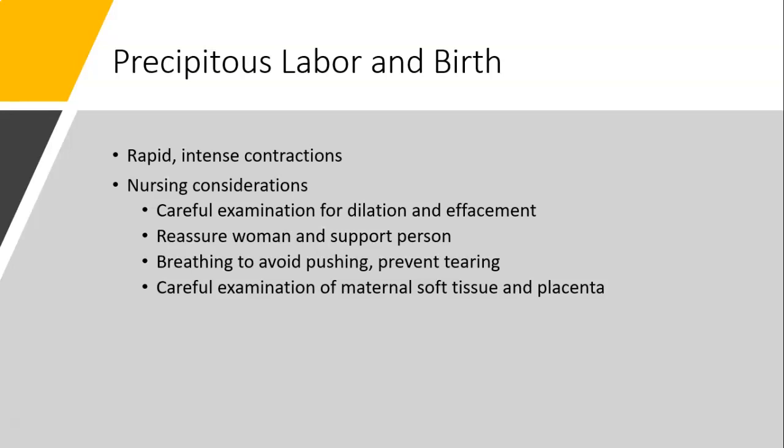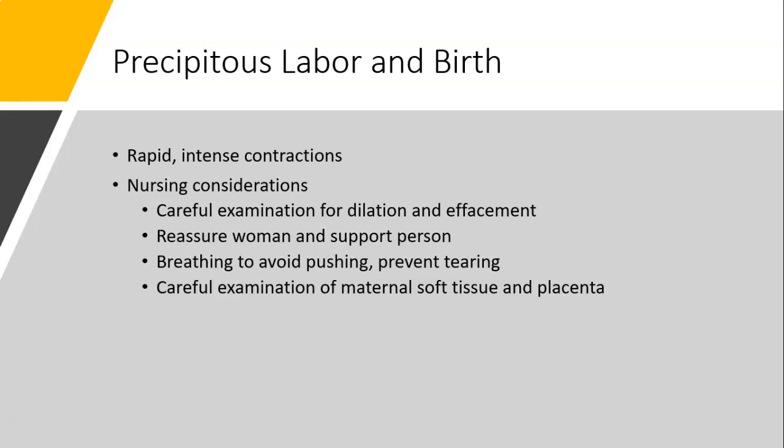Precipitous labor and birth is contrary to both hypertonic and hypotonic labor. So precipitous labor contractions produce very rapid, intense contractions. And by definition, a precipitous labor lasts less than 3 hours from the beginning of contractions to birth. Patients often progress through the first stage of labor with little or no pain and then may present to the hospital or the birth setting already advanced into the second stage.